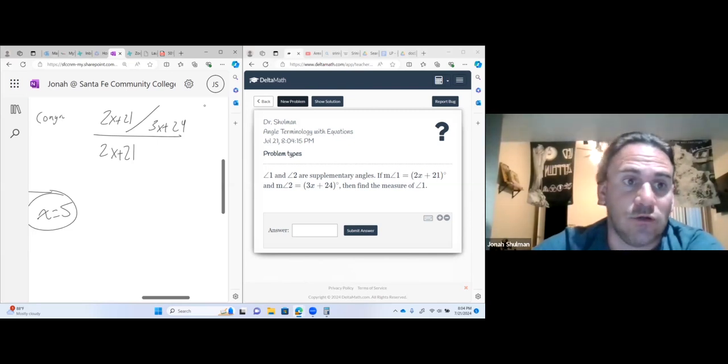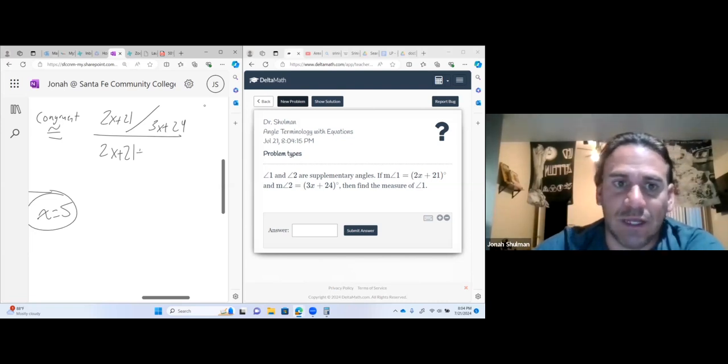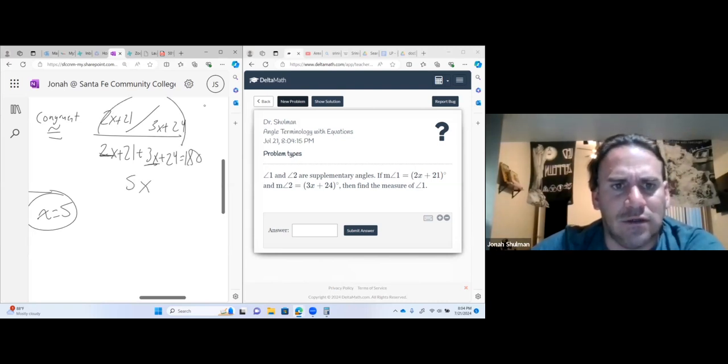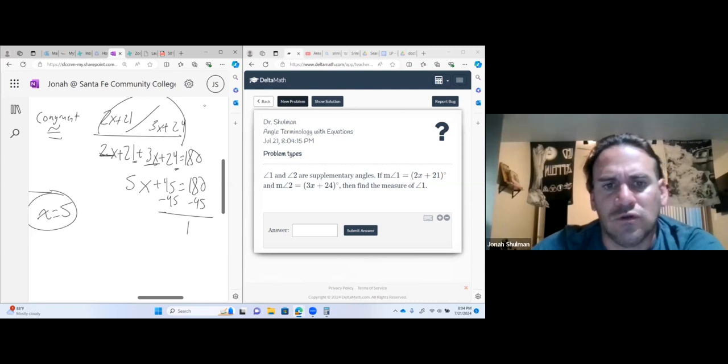So remember, congruent means equal in size. That's the equal sign. That's equal in shape. Supplementary just means we add them up. We set them equal to 180 because it makes a half circle. That's 5x plus 45 equals 180. We subtract 45 from both sides. So I have 135 equals 5x.